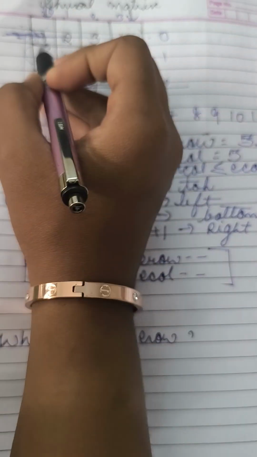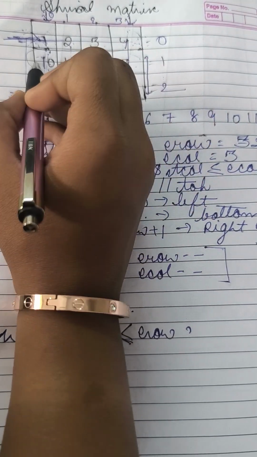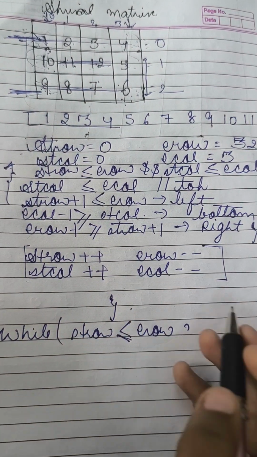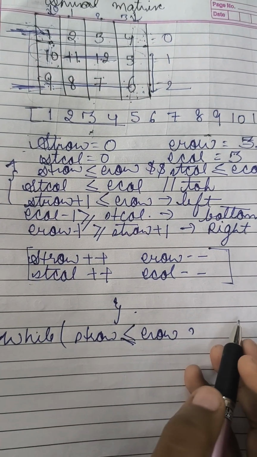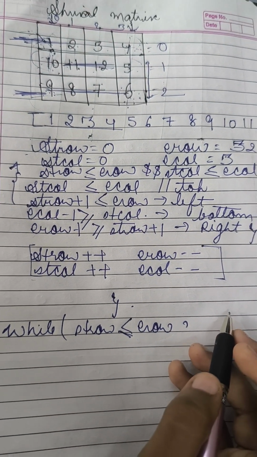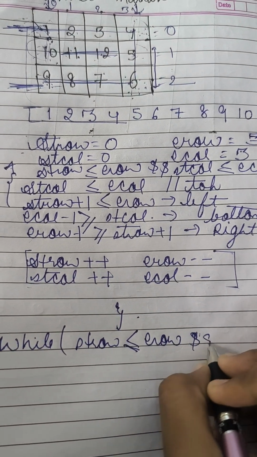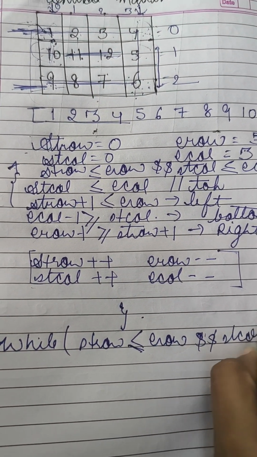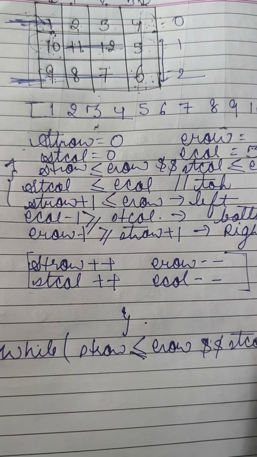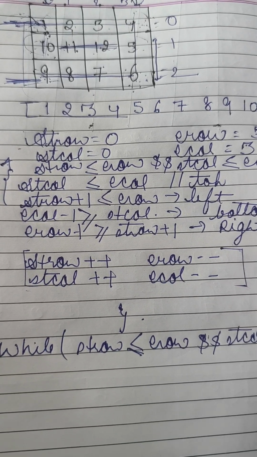Similar with column. This side, though, we have an even number, so it won't affect much. And starting column smaller than or equal to ending column.